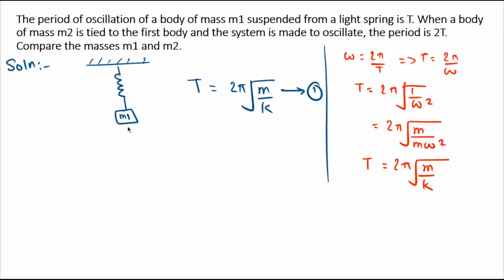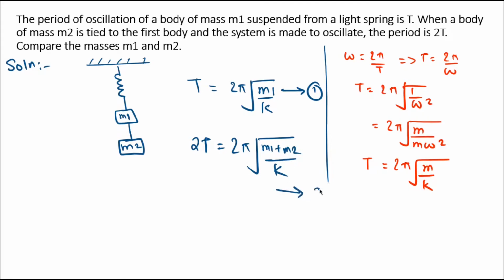Now in the second case they have said that when a body of mass m2 is tied to the first body m1 and the system is made to oscillate, the period is 2T. Now when these two bodies are oscillating, the time period is 2T, which is equal to 2 pi root under. Now here there was only one mass m1, so we can say that this will be m1 by k. But in the second case there are two masses, so this time period 2T will be equal to 2 pi root under m1 plus m2 by k, giving it equation 2.